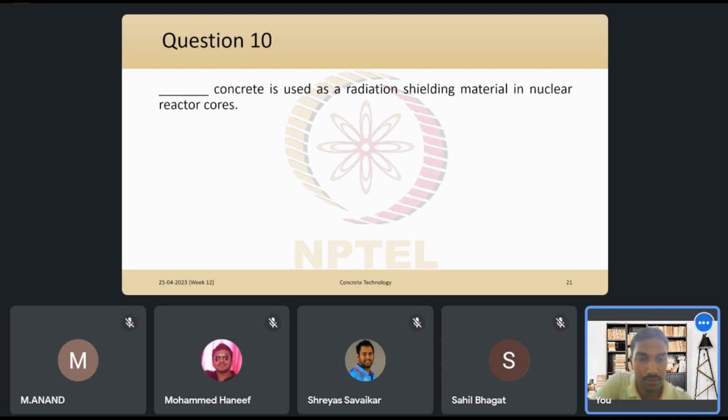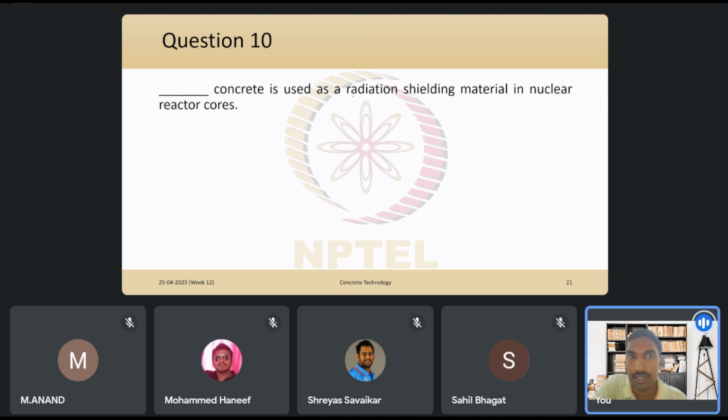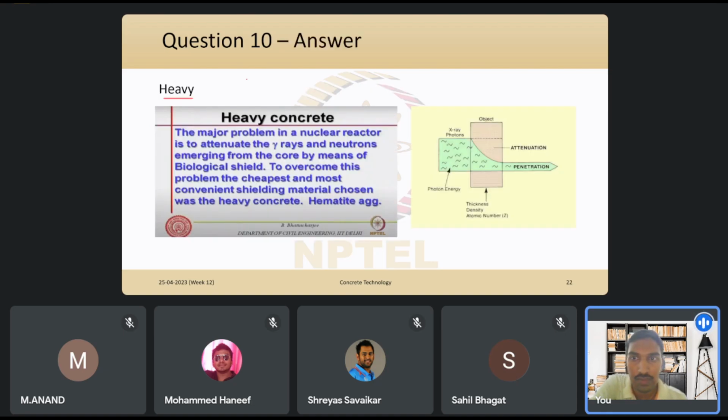All right, we'll take a look at the answer now. We have one more answer, heavy concrete. So the right option is heavy concrete. That is what we use as a shielding material in nuclear reactor cores. We looked at several types of special concretes, right? So heavy concrete was one such special concrete.